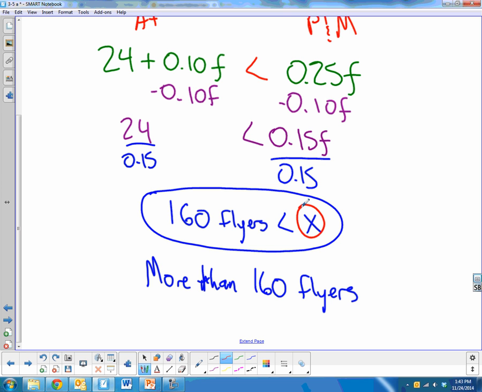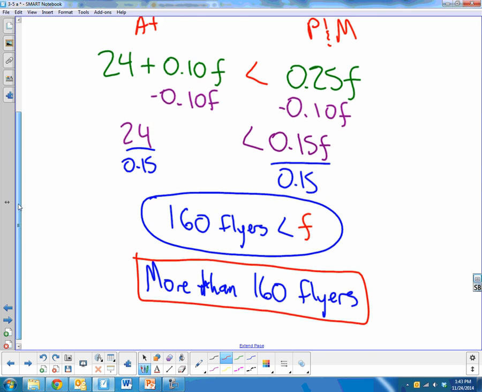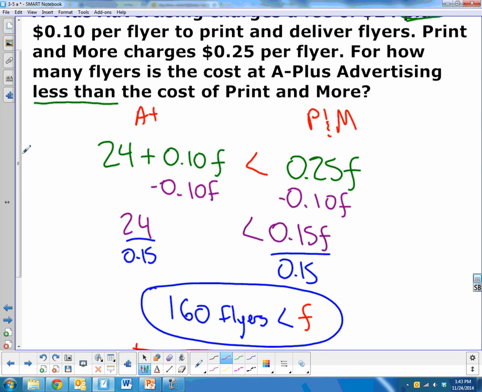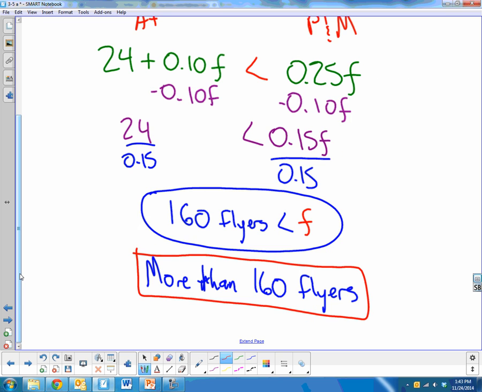How many flyers will it be? X. X is the answer. Always, X is the answer. And actually, I used X. I suppose I should have used F. But F is the answer. So what could F possibly be? F is any number greater than 160. And so more than 160 flyers is the answer to this question. So when you see a problem like that, make sure you're actually answering the question. For how many flyers is the cost of A plus advertising less than the cost of Print and More? More than 160 flyers.